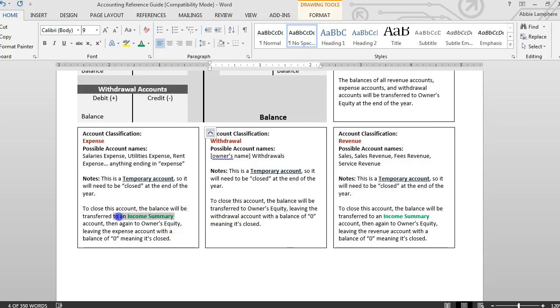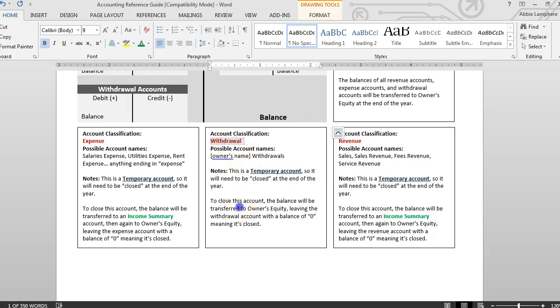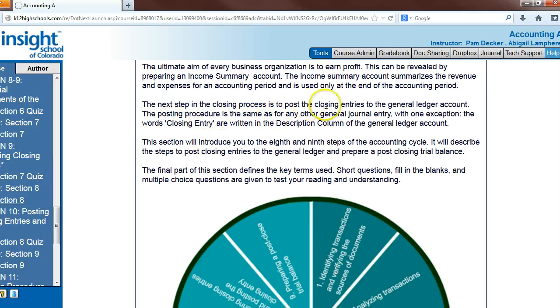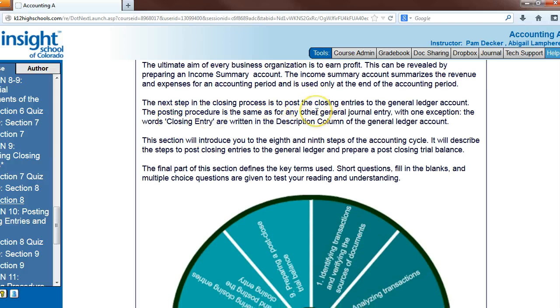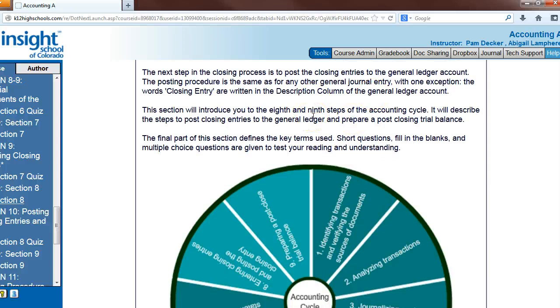So we're using income summary first to summarize our revenue and expenses by closing those out to income summary and then transferring that balance to owner's equity. Whereas for the withdrawal account, the balance goes directly to owner's equity. So we don't include the withdrawal account in that income summary account. The next step in the closing process is to post the closing entries to the general ledger. Once we record these, we're going to have to make journal entries for closing out our revenue and expense accounts and our withdrawal account.